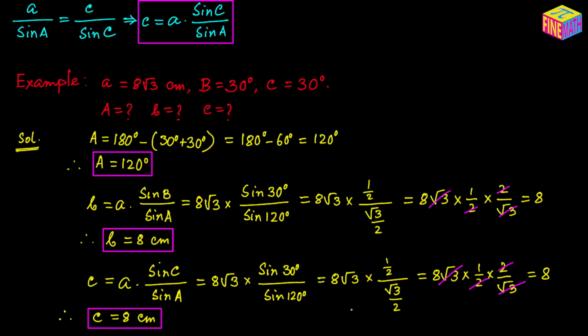Those are the 3 attributes that we were supposed to calculate, and we have found all 3 of them. So our solution for this triangle is completed now. So we can say that angle A is 120 degrees, and side length b and side length c, each of them is equal to 8 centimeters.